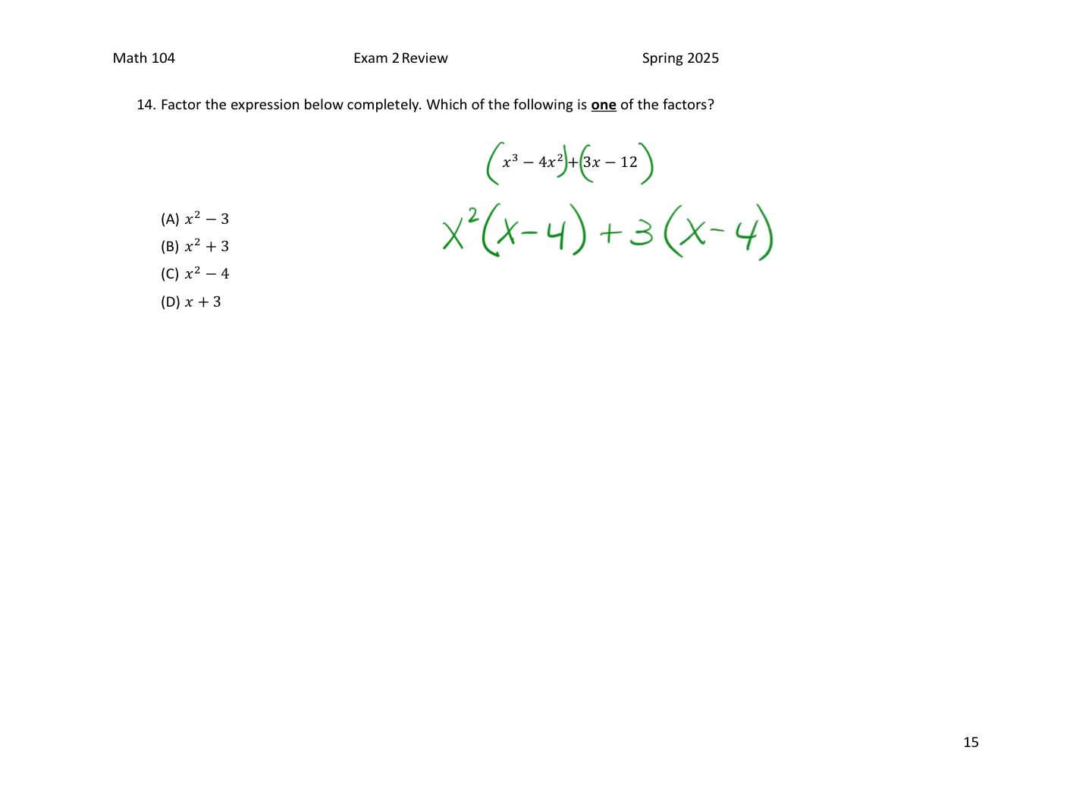Oh, hooray! I have a common factor, x minus 4. So now I can pull out an x minus 4. And what's left when I pull out that x minus 4 is an x squared and a positive 3. So x squared plus 3. So which of these is one of these factors? B, x squared plus 3.